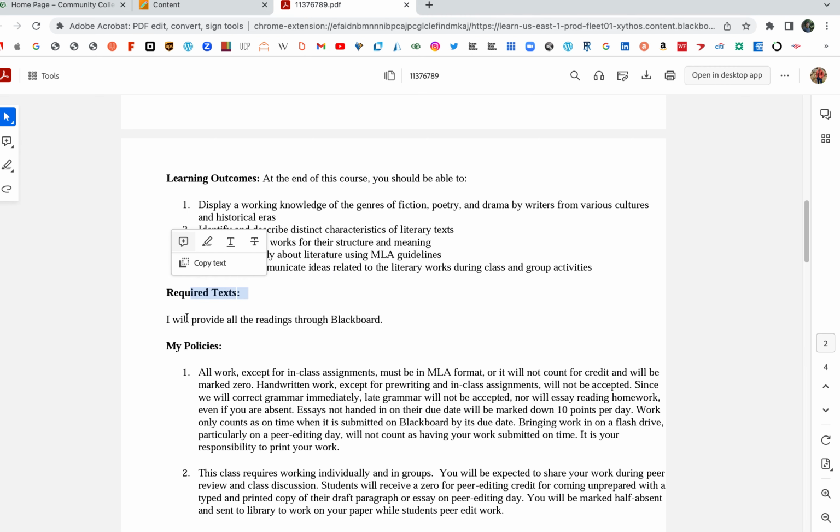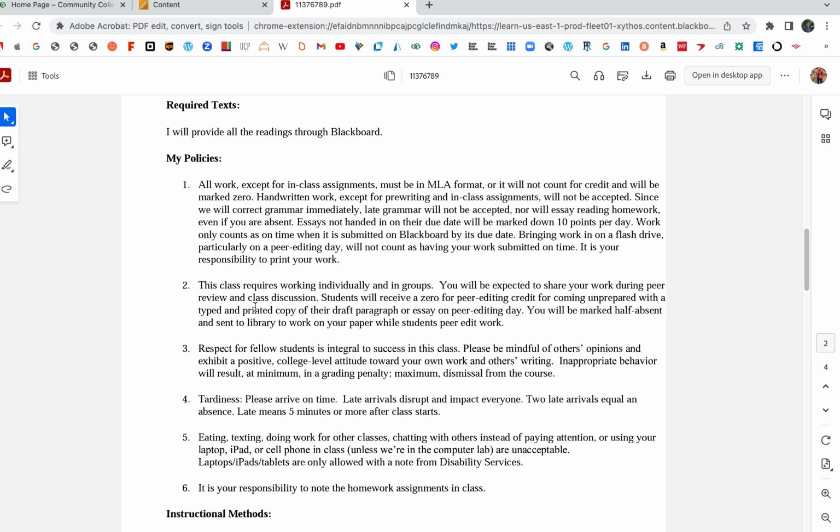No books for the class. I will provide all of the readings through Blackboard. Here are some policies. Some of these apply, some of these don't. Some of these are for in-person classes like this, these couple down here.